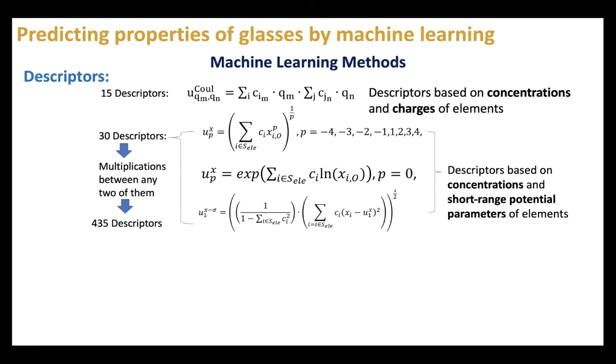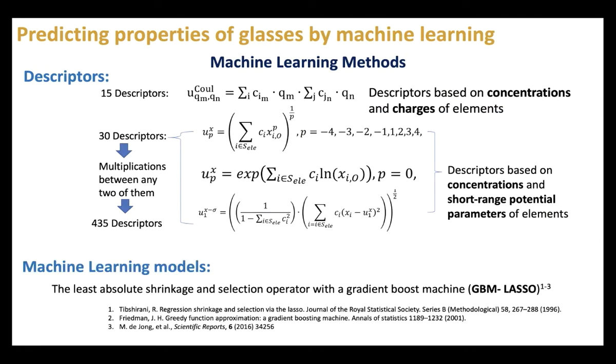And then finally, what method do we want to choose? Here we tried different methods, but we will only talk about one method, which we found accurate and reliable. This method is called least absolute shrinkage and selection operator with a gradient boost machine, in short called GBM lasso.